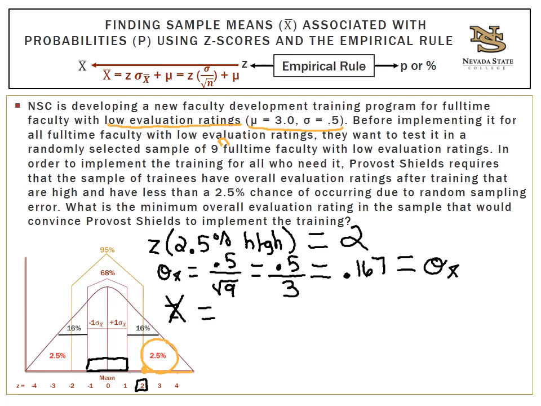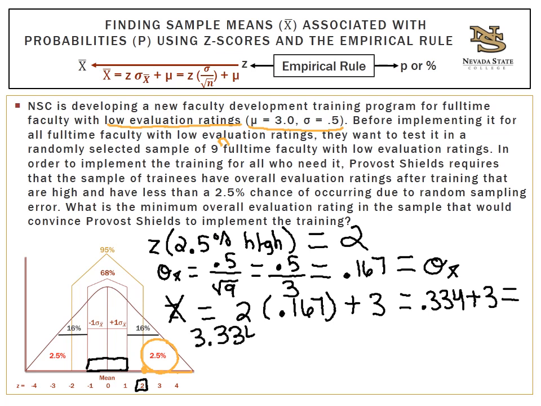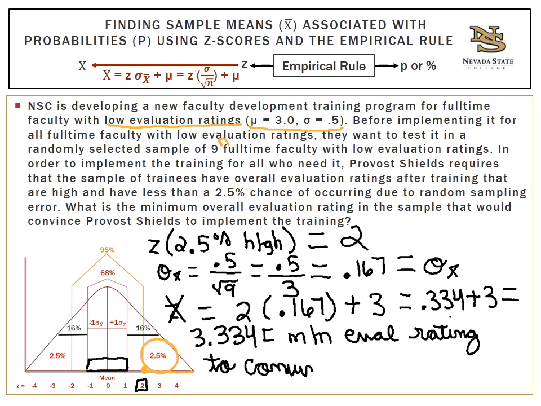Here we go. So let's take the z-score at that location, 2. Multiply it by the standard error, 0.167, and then add the population mean of 3. So this becomes 0.334 plus 3. So 0.334 is 2 times 0.167 equals 3.334. So 3.334 equals the minimum evaluation rating to convince the provost that training worked. I'm just going to write in cursive. It seems to work better that way.